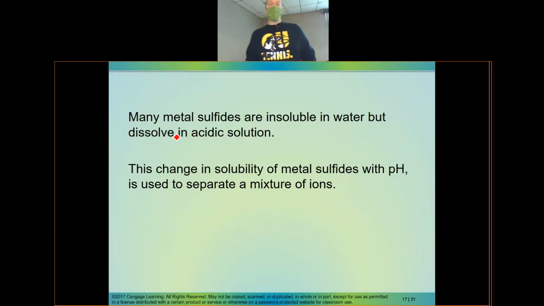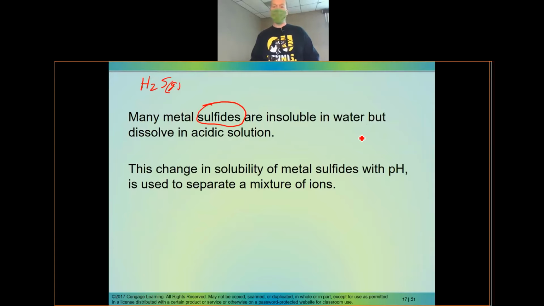All right, metal sulfides. If you look at your KSP chart, you will find a bunch of metal sulfides. And sulfides you form by adding hydrogen sulfide gas. So H2S gas is called rotten egg gas. It smells terrible. I did this reaction one time and said, yep, never again. All right, so you have your metal sulfides.